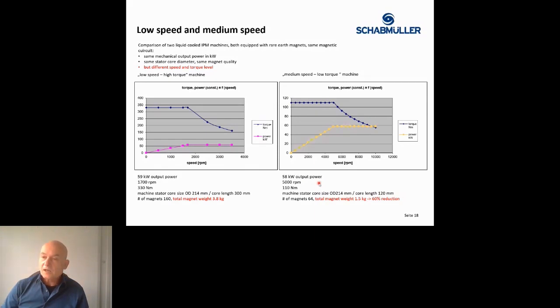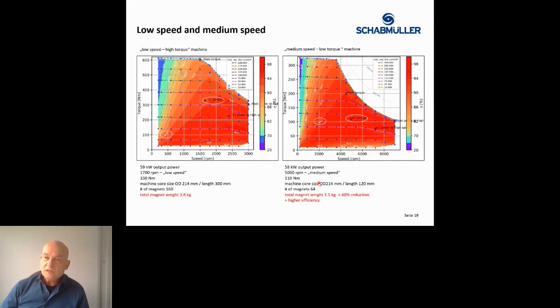So I have one slide left. If we look into the efficiency plot of those two machines, there is another advantage, especially in this case. We can see that an S1 operating point, continuous duty operating point, at the low speed and high torque machine is in the range of between like 92 and 94% efficiency, which is okay efficiency.